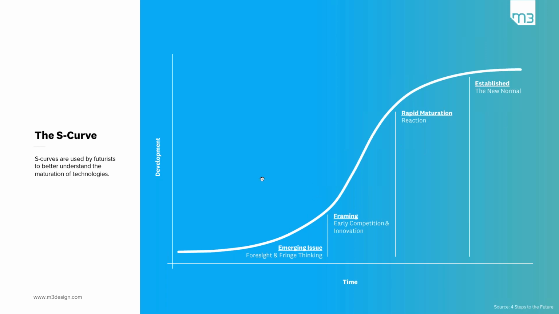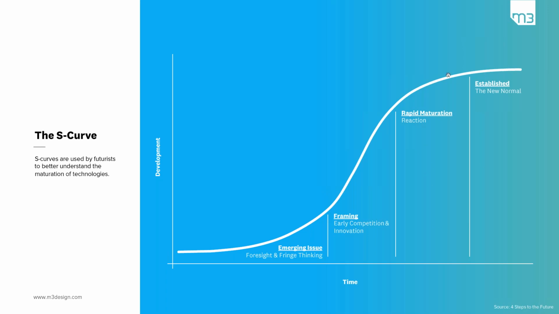So the first section is for emerging issues. This is where you have a lot of fringe thinking. You read about things in science fiction. You might see them in art. The second step of the curve is early framing. So this is where the technology really starts to take a little bit more shape. You might see more academic research, some startups that are really exploring the technology and trying to understand how to use it. And it's just some early competition.